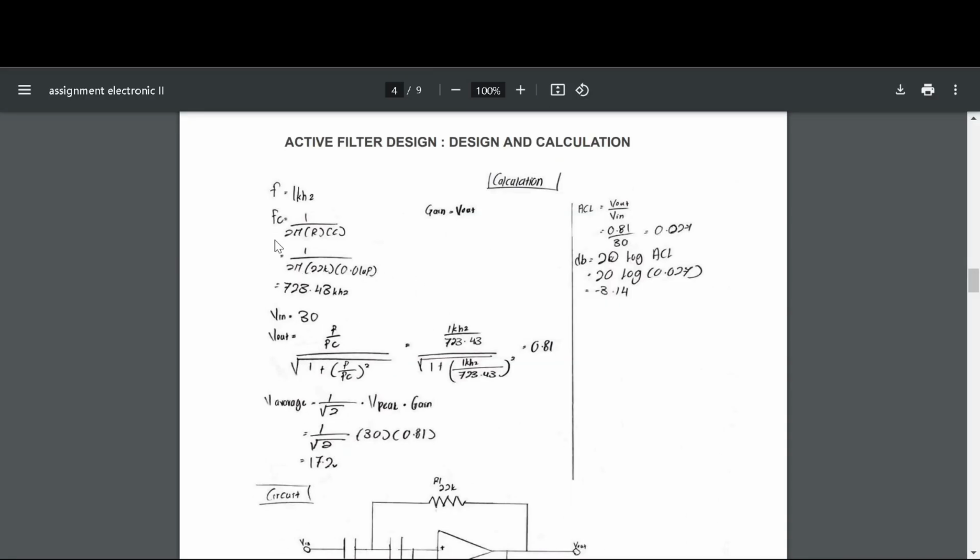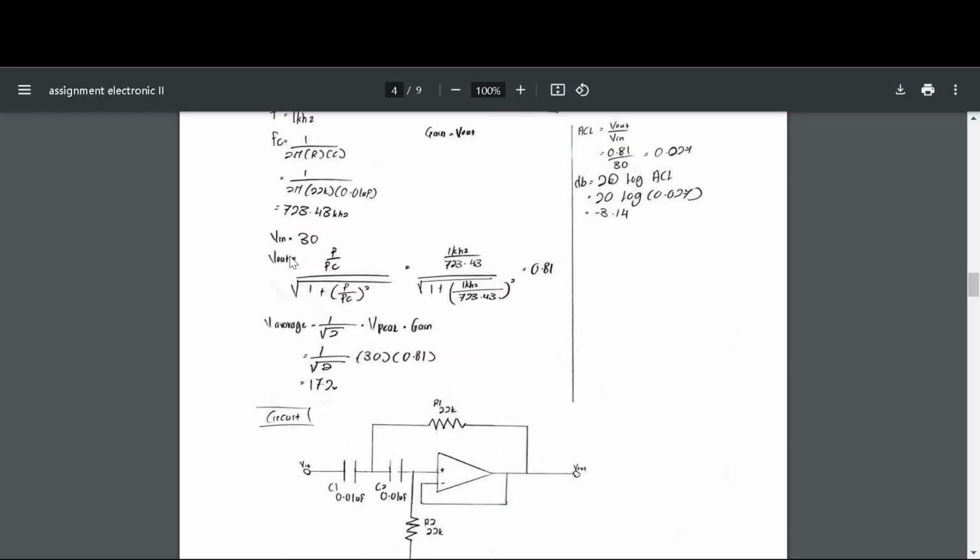After that, we can go through the cutoff frequency, FC. The formula for FC is 1 over 2 pi RC. We can just put our R and C values here, and so we get the value of 723.43 kilohertz. For the V in is 30, and so we can go to the V out. For the V out, it is V in over the square root of 1 plus the bracket of F over FC squared, and over 2.